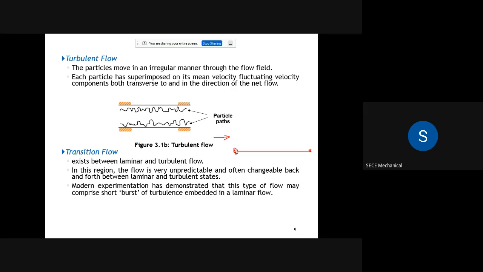Initially, if you see, the laminar flow develops. At one particular point of time, some zigzagness and waviness will be created, and that is called the transition zone. After that, it will go to the turbulent boundary layer. So that is another important term, the boundary layer.